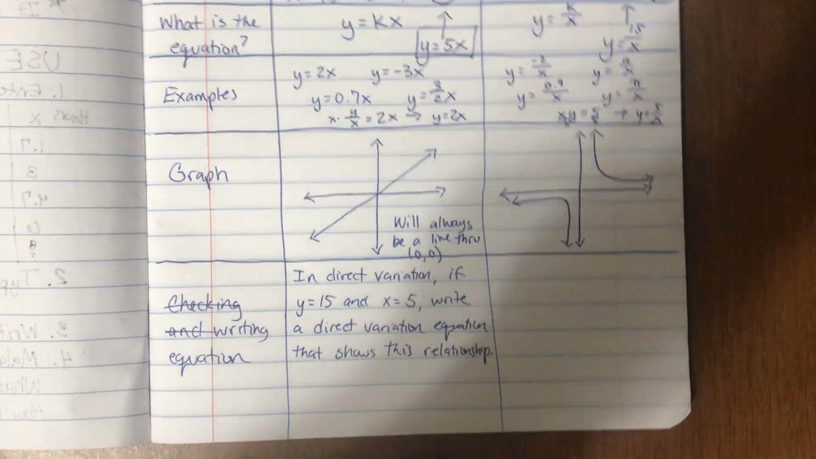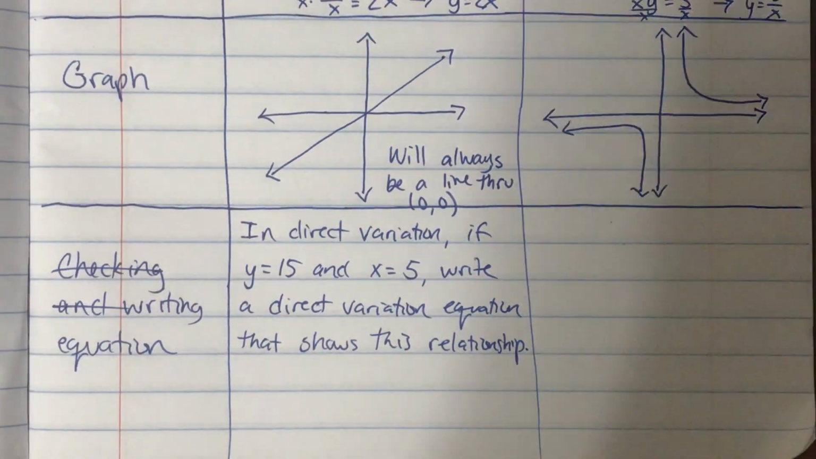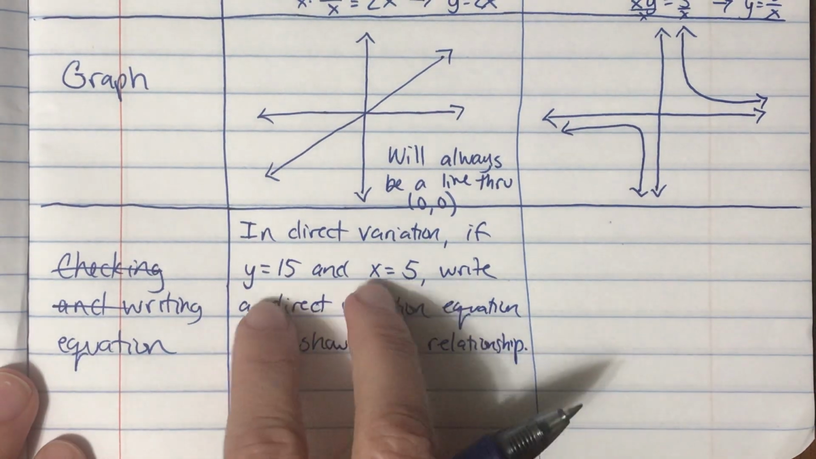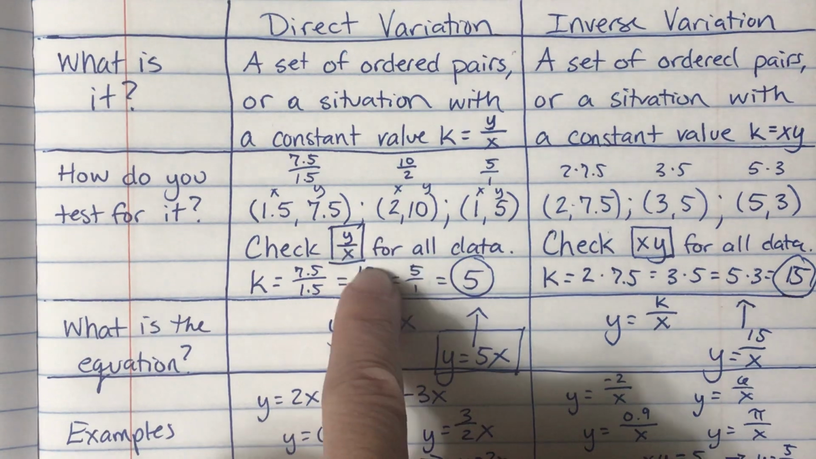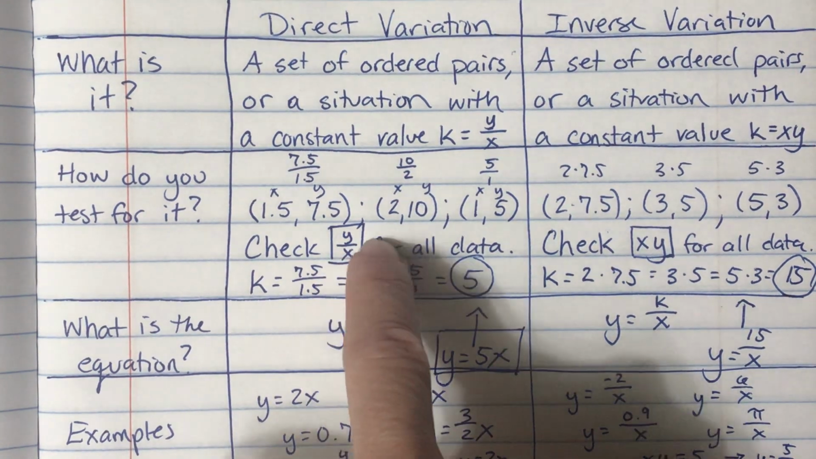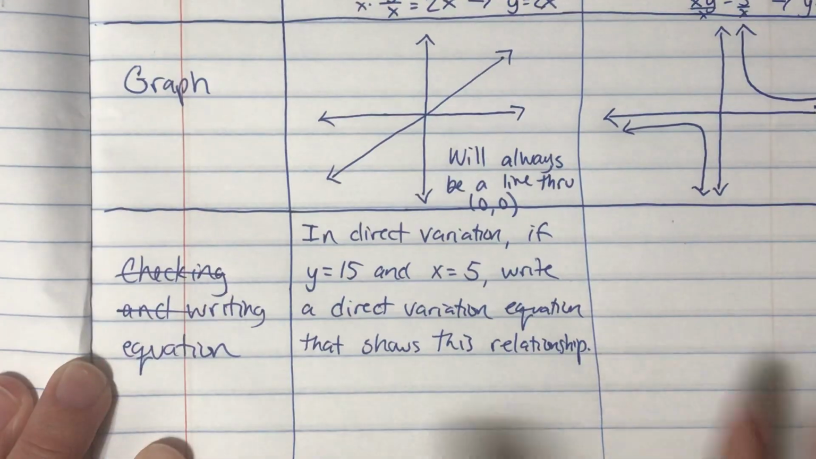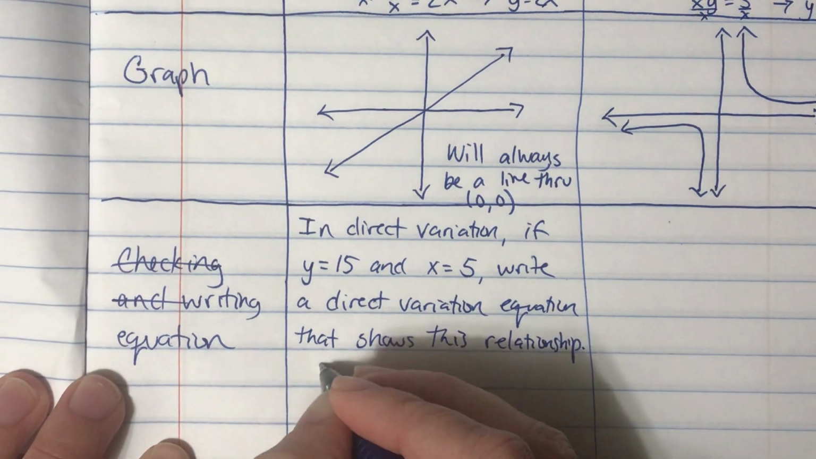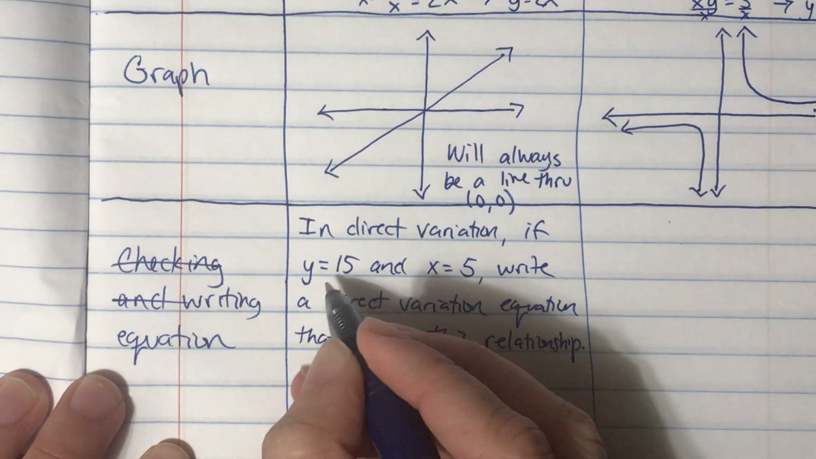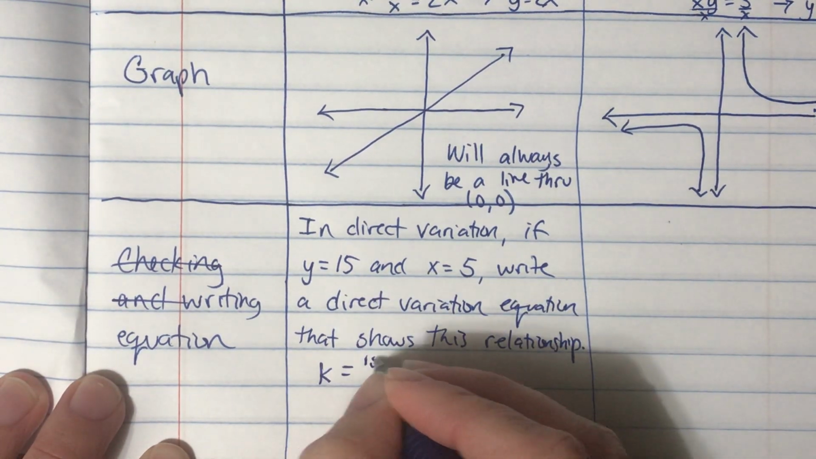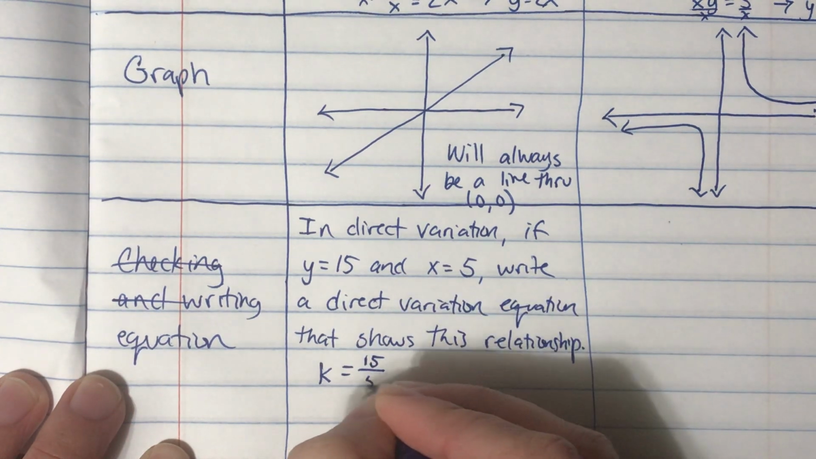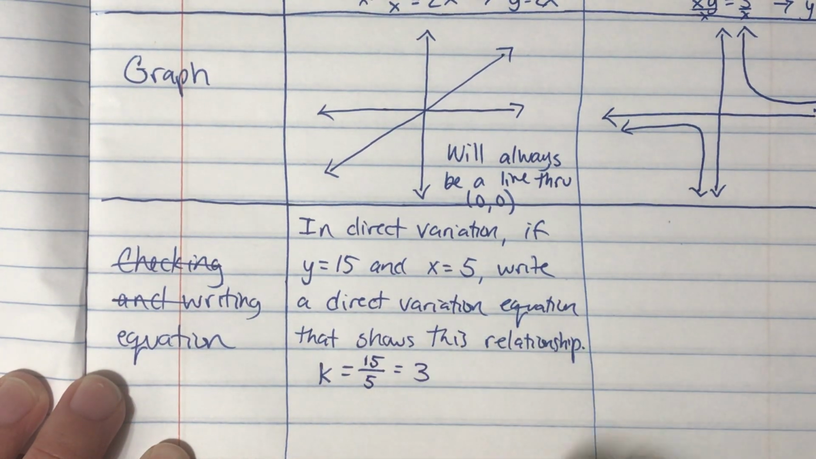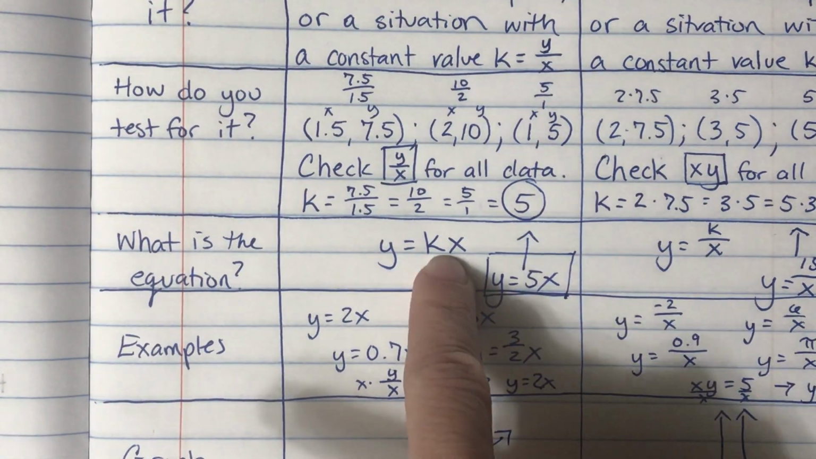And so for direct variation, we're just going to look at and say, okay, how would we do this? If we're given a y and an x value, then we look up at how do we test for it? And so to find our constant, it's always y over x. So that's all we're going to do here first, is we're going to check for our constant, and we're going to say, okay, it's y, which is 15, over x, which is 5, and 15 divided by 5 is 3. So that means our constant is 3, and then we're going to use that information to write our equation.